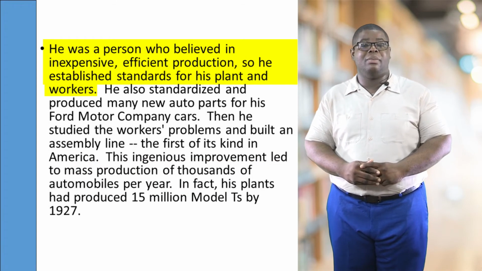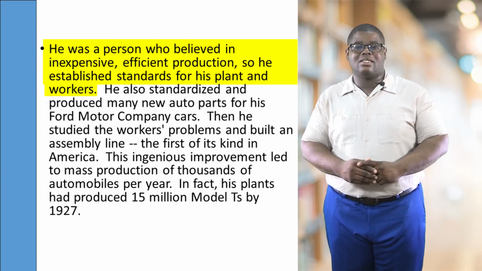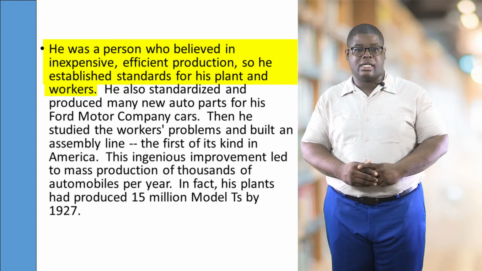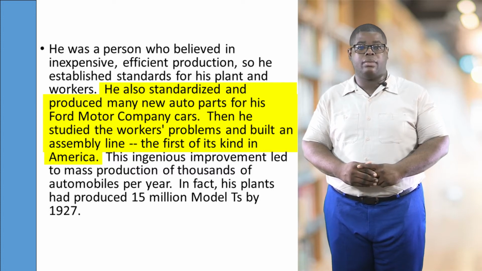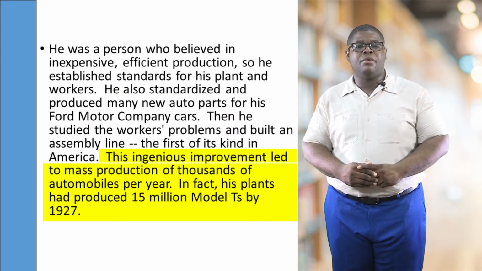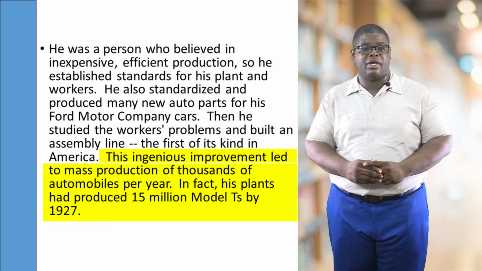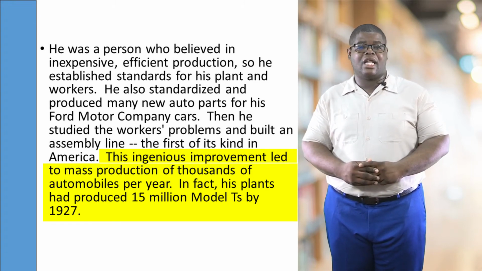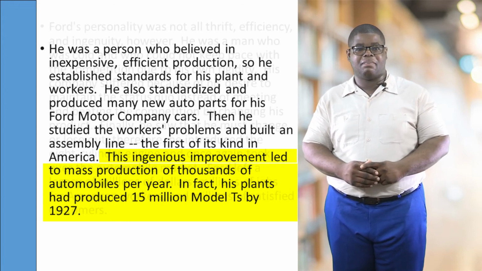He was a person who believed in inexpensive, efficient production. So he established standards for his plant and workers. He also standardized and produced many new auto parts for his Ford Motor Company cars. Then he studied the workers' problems and built an assembly line, the first of its kind in America. The ingenious improvement led to mass production of thousands of automobiles per year. In fact, his plants had produced 15 million Model Ts by 1927.